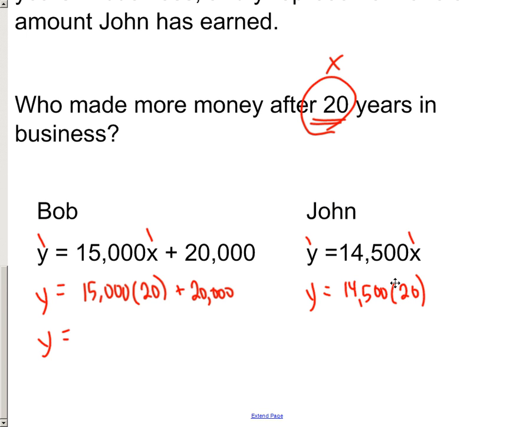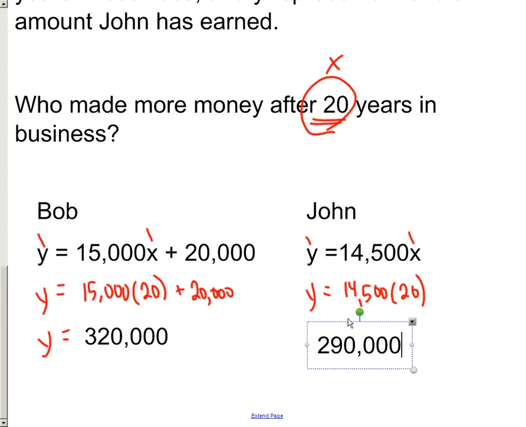And let's see here, pulling out the calculator right now. Bob is going to be making $320,000 after 20 years. And John is going to be less, obviously. It's only going to be making $290,000.